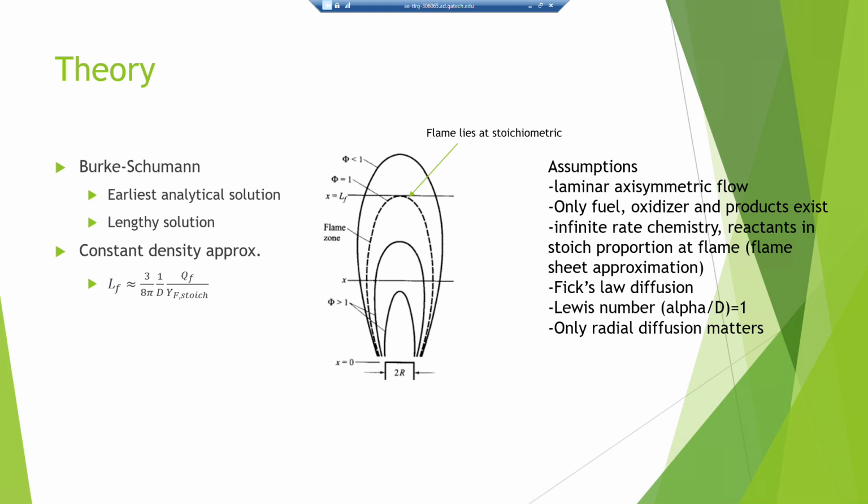Now, the earliest and most well-known treatment of this problem was performed by Burke and Schumann, but their solution was fairly complicated. We can make it a lot simpler by just assuming that the density is constant, that we have isodensity flow. With that assumption, the flame length, that is the distance from the outlet to the flame tip, is given in the equation shown there, where D is the mass diffusivity, Q is the mass flow rate, and Y is the stoichiometric fuel mass fraction.